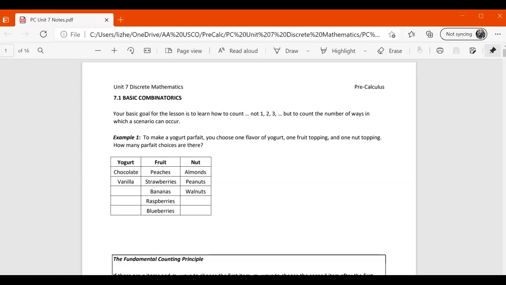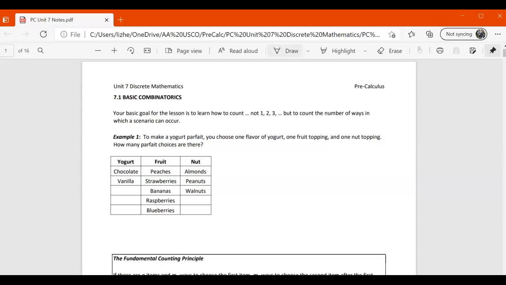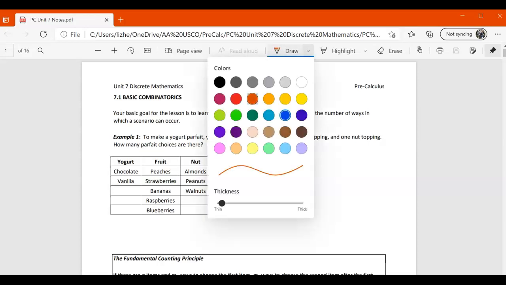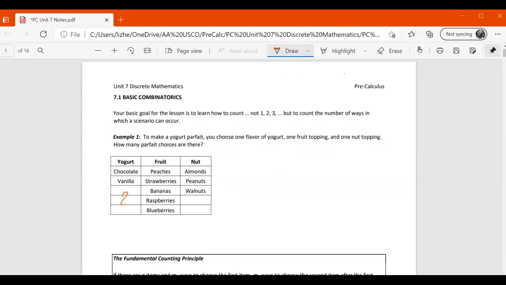So, example 1. To make a yogurt parfait, you choose one flavor of yogurt, one fruit topping, and one nut topping. How many parfait choices are there? So you can see from the table, there's 2 yogurt choices. There is 5 fruit choices, and there are 3 nut choices.